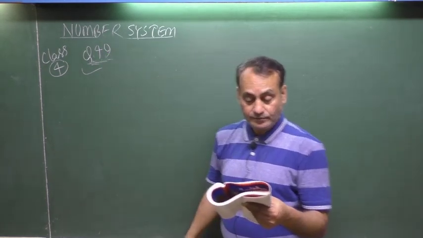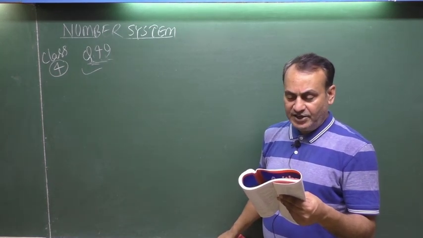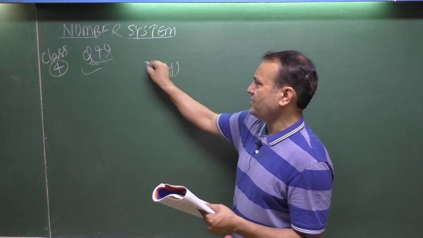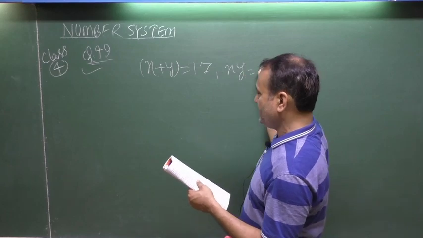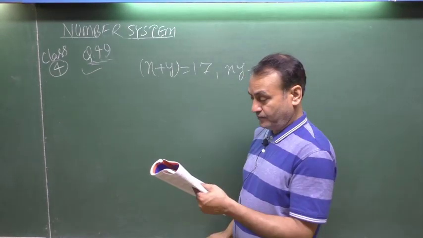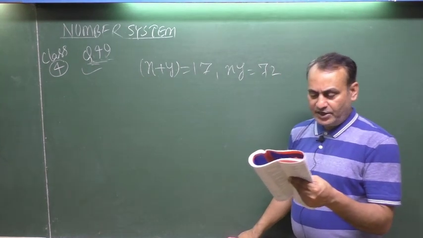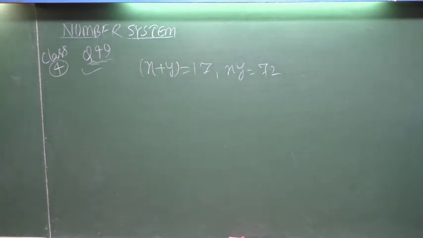See here. The sum of two numbers is 17 and the product of two numbers is 72. Find out the sum of the reciprocals of the numbers.